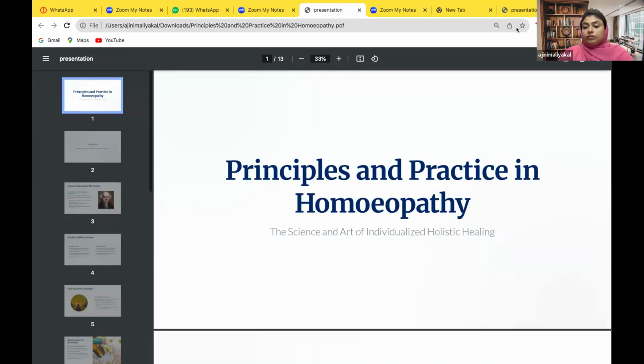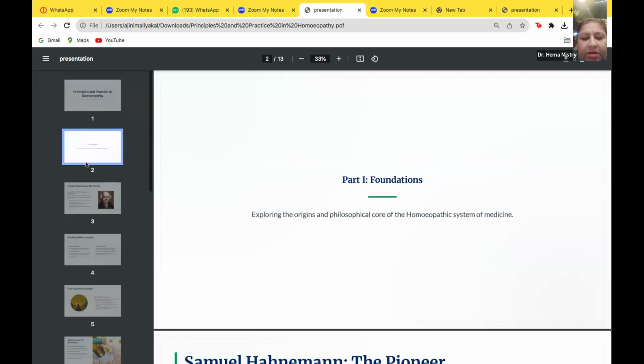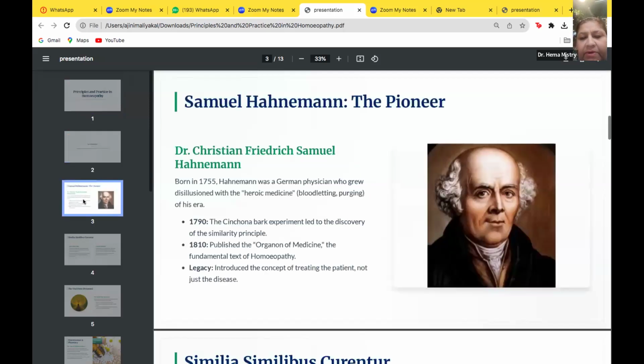So we are today going to talk about the principles and practice in homeopathy. These are the essentials as prescribed by Dr. Samuel Hahnemann, who's the founder of homeopathy. And he laid down these principles the moment he tried an experiment because he was a linguist and he was working part-time as a librarian.